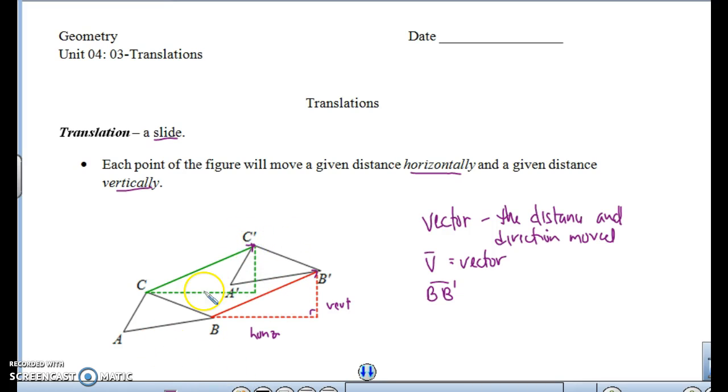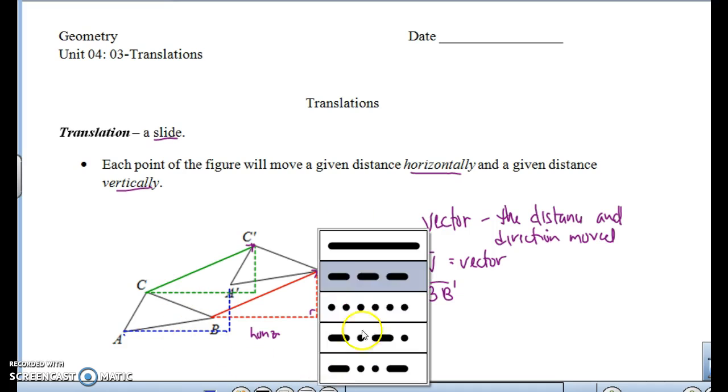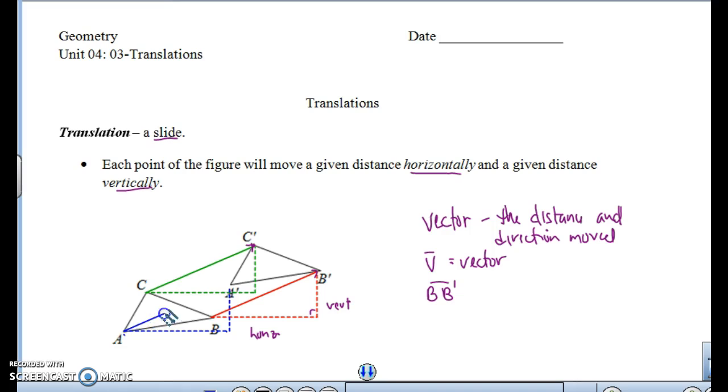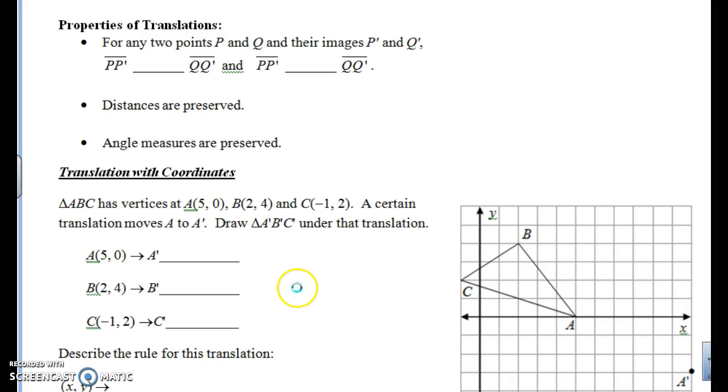All right, and then A to A prime, same idea. You're going to move the same distance as you moved for B in the same direction. So from A, I move that far horizontally and then that far vertically. I end up at A prime. So my vector from A to A prime should be the same as B to B prime. So all of these points move the same distance in the same direction. That is a translation.